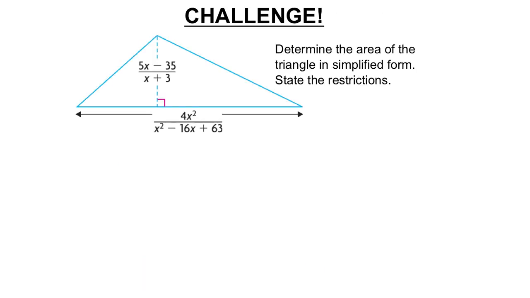And we'll finish off with another challenge. For those up for the challenge, determine the area of the triangle in simplified form. State the restrictions. Remember, area of a triangle is base times height divided by 2. You can also think of it as area is half of base times height. All right, so you've got expressions for the base and the height. Let's see what you can do with this.